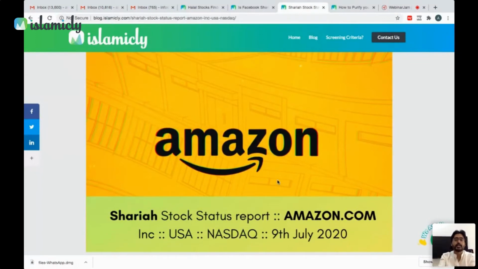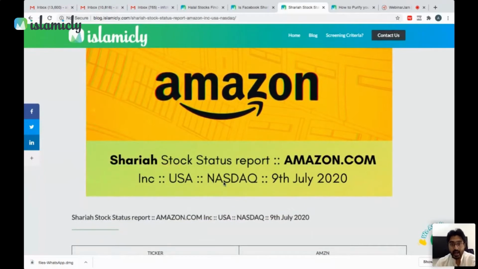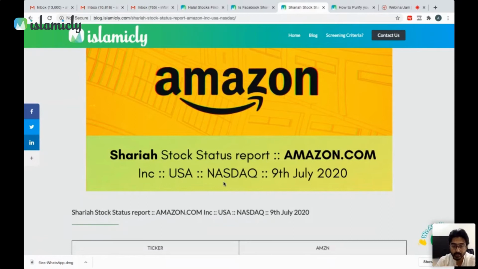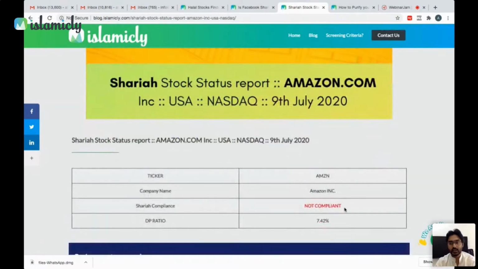Now, this is a practical example of how a screening is done, and we've put this up. Inshallah, going forward on a daily basis, we'll keep publishing such reports for you to understand and appreciate how Islamicly does screening and to what detail we go. Now, we published this report on Amazon on the 9th of July, and it is Shariah not compliant.